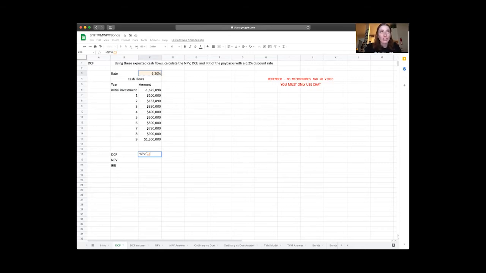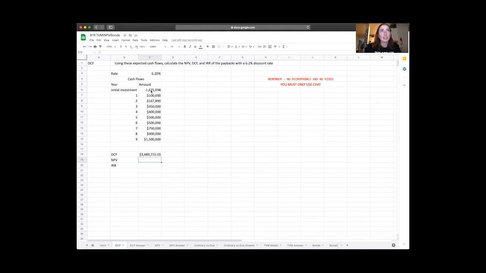Now, the second thing that you have to do, it says your cash flow. So your cash flows are year 1 all the way to year 9, excluding your initial investment. So you don't include that in your calculation for this part. So you take year 1 and you can drag all the way down to year 9. So you end up with your DCF of 3,489,715.